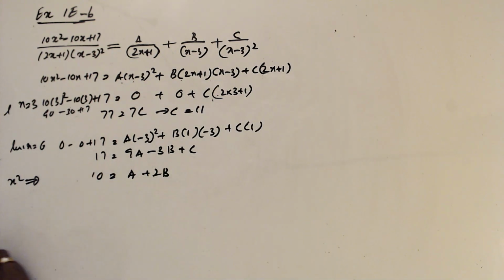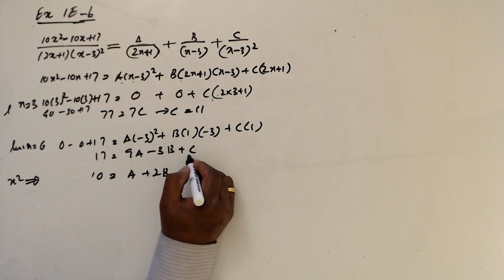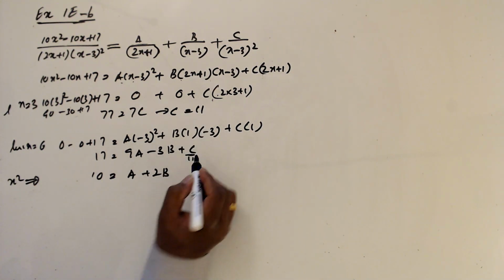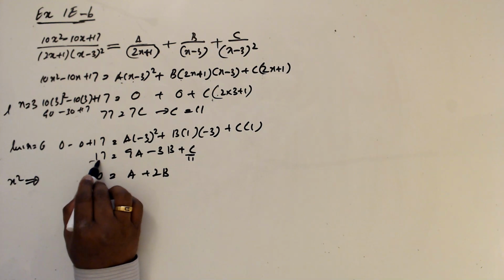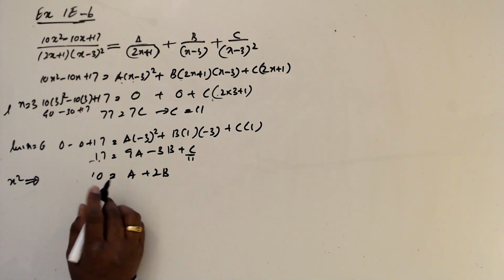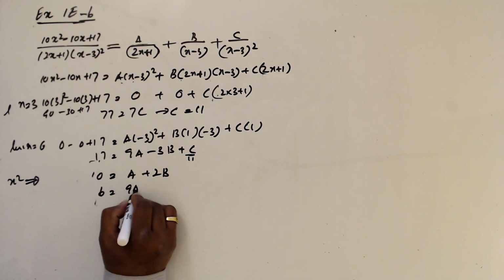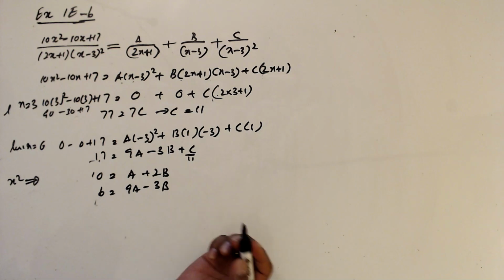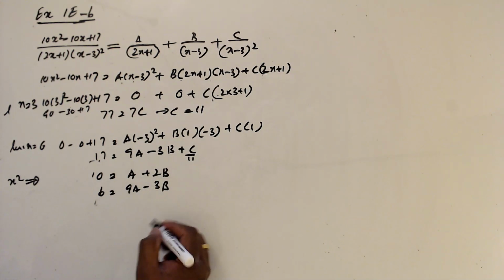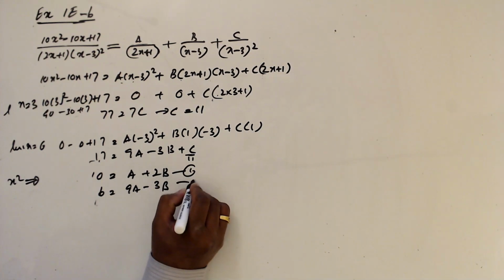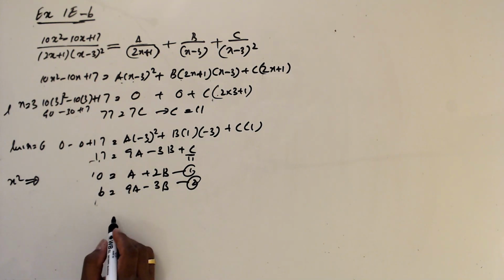Now C equals 11. So then 17 minus 11 is going to be 6. So 6 equals 9A minus 3B. Now we have to solve this one and find A and B.